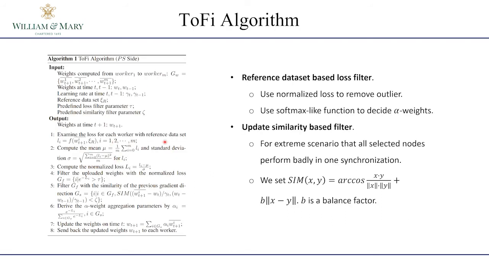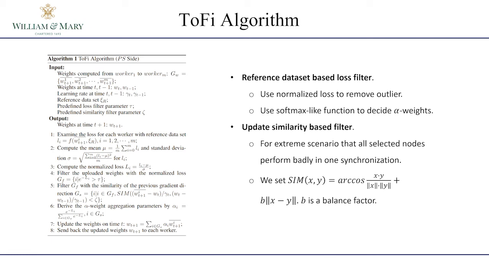Here is the description of our ToFi algorithm. In this algorithm, two filters are proposed. The first filter is the reference dataset-based loss filter. This filter uses normalized loss to remove outliers and uses a softmax-like function to decide alpha weights. The second filter, we call it the update similarity-based filter. It is actually a coarse filter and is rarely used in practice, so we can set it very loose.